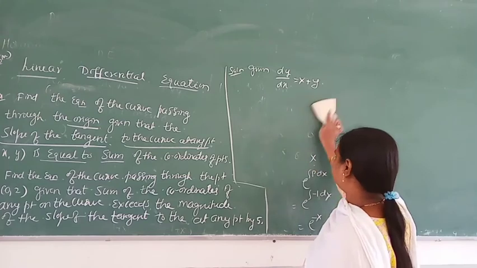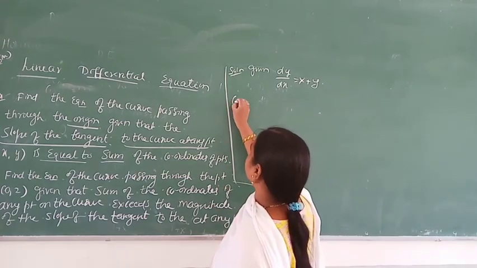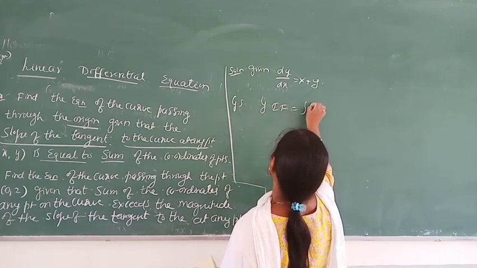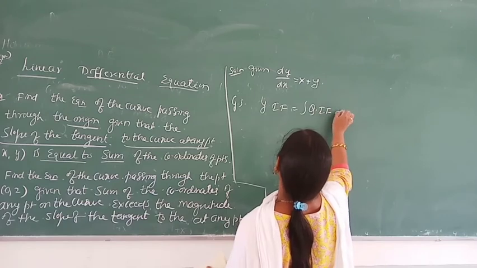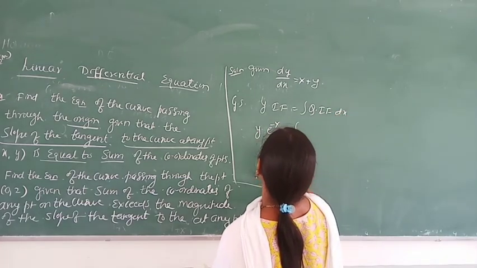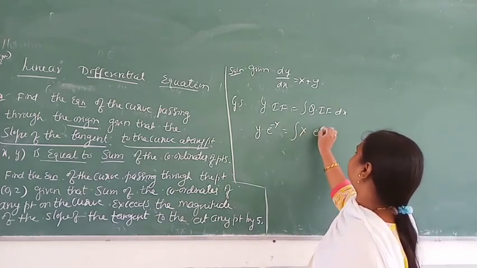Next, general solution calculation. Correct? GS, general solution. The general solution is y into IF is equal to integration of q into IF dx. Y into e to the power minus x is integration of q. Q is what? X, into e to the power minus x.